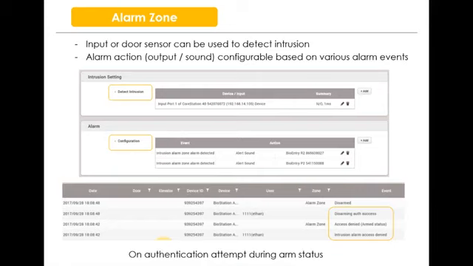The alarm zone can detect intrusion based on the configured input, and the sensor of the door can also be used to detect intrusion. You can configure various output and sound for the alarm status. In the trigger and action menu, you can configure the zone setting so that an email is sent to the administrator on a specific event.